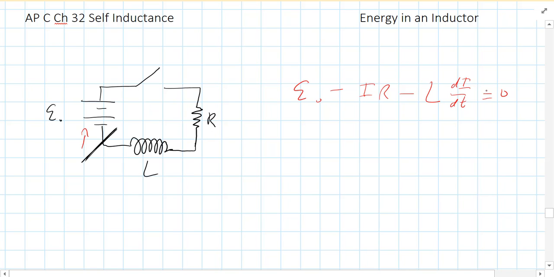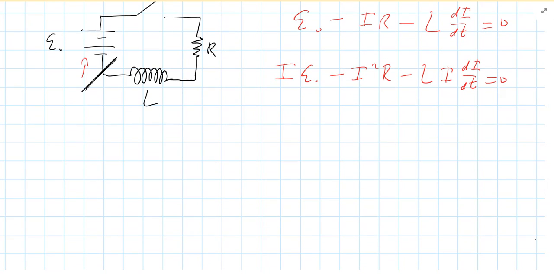Now I'm going to multiply each of those by I. So I got I E naught minus I squared R. Hopefully you're seeing some familiar terms here. Minus L i di dt equals 0. What are these terms? What do they represent?